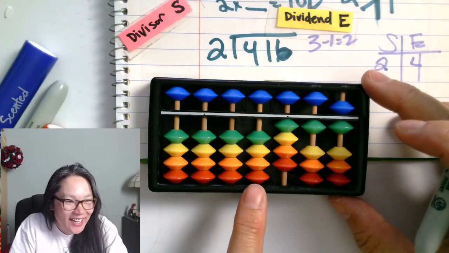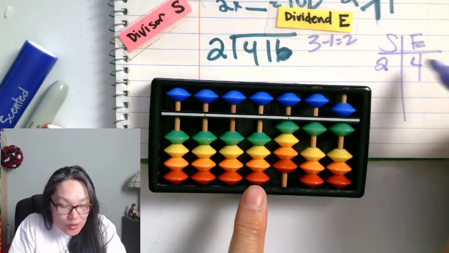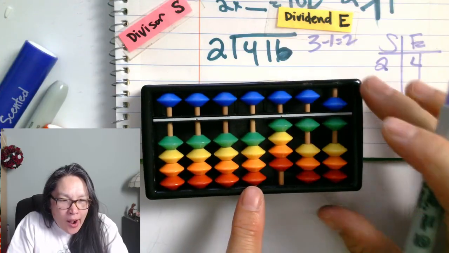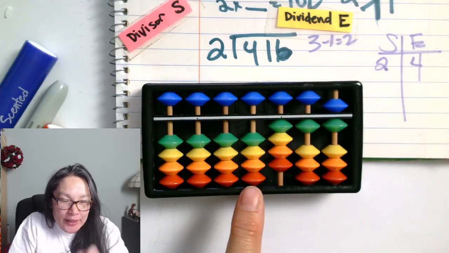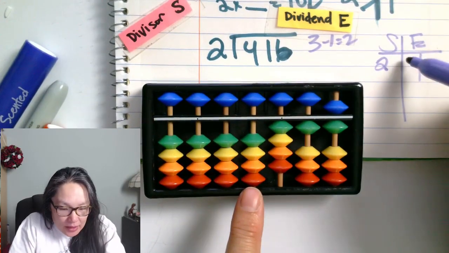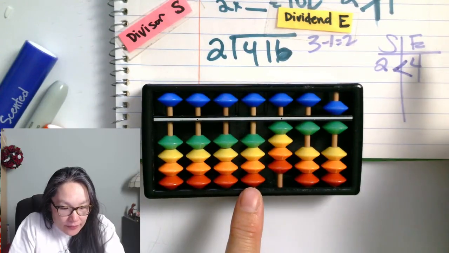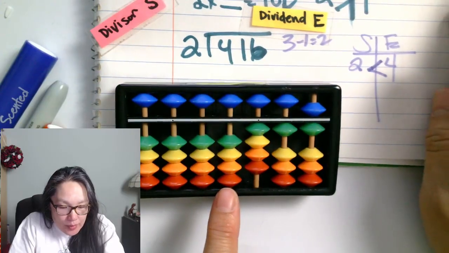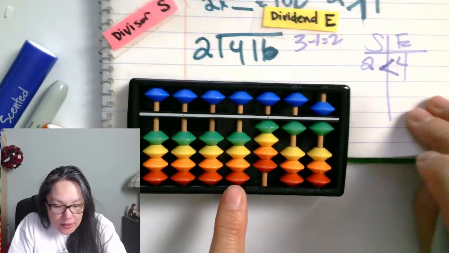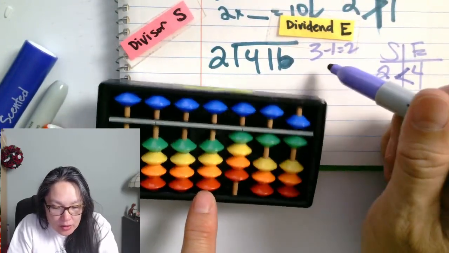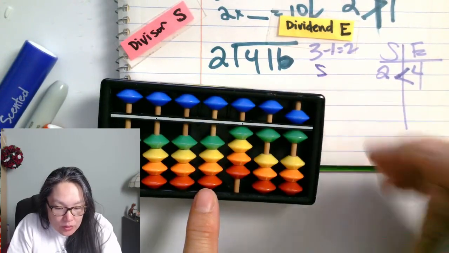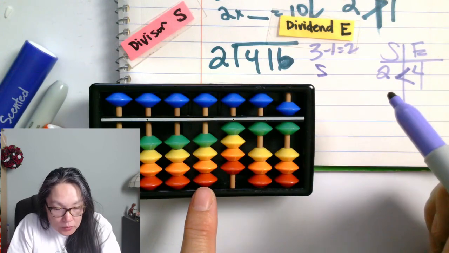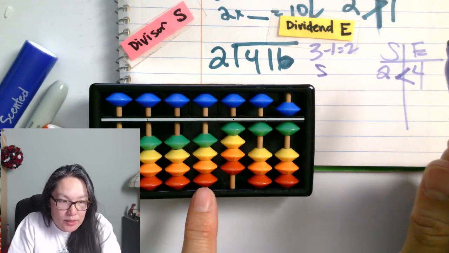All right, who's bigger? Yes, the 4. So what is the rule? Do you remember what the rule is? If the dividend is bigger, we're going to... What's the rule? Do we remember what the rule is?